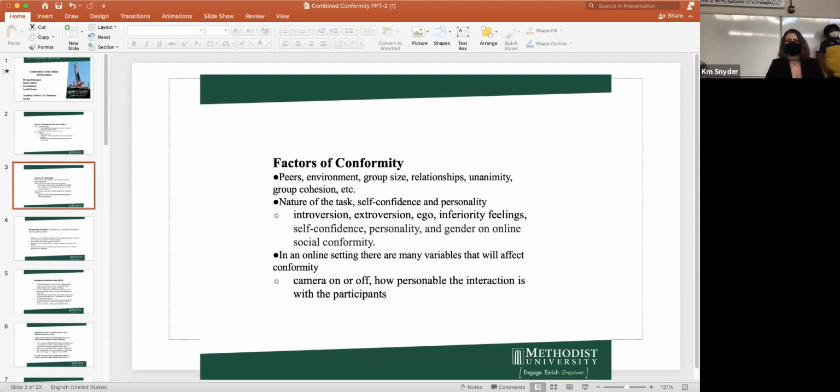Different personality factors more specific to levels of conformity include things such as self-confidence, gender, introversion and extroversion, and anything like that. There are also some variables and factors specific to the online setting, such as if a person is interacting with people with their camera on or their camera off, or just how personable the interaction is with others online in general.